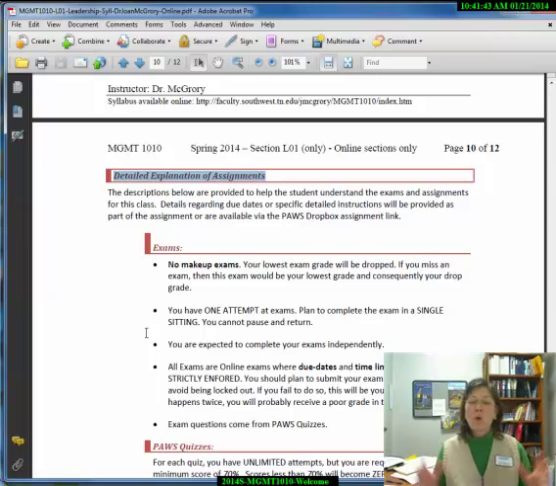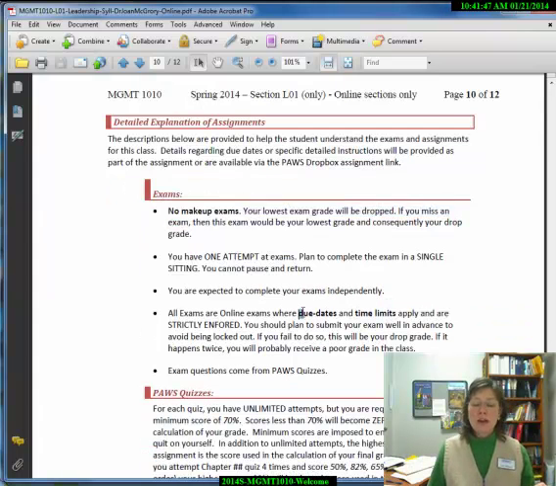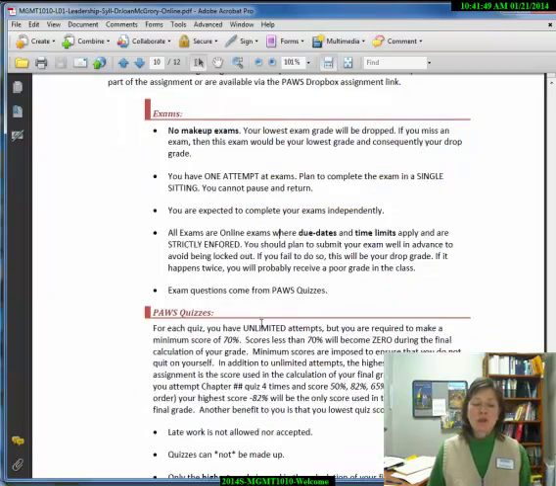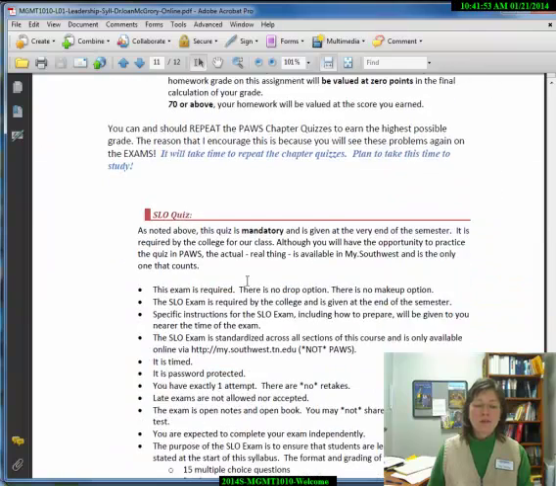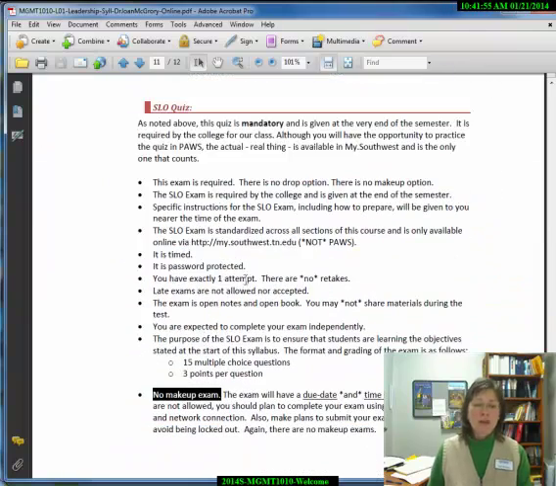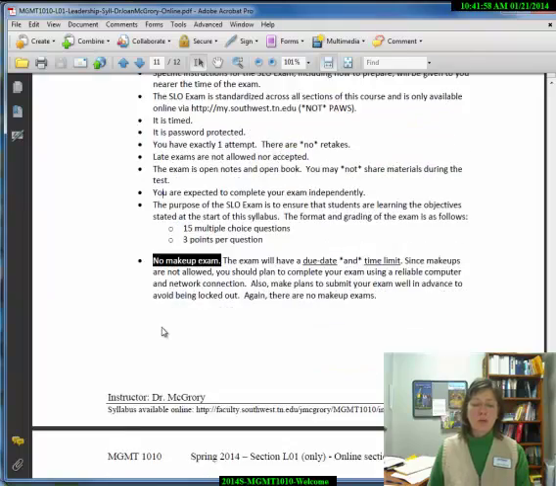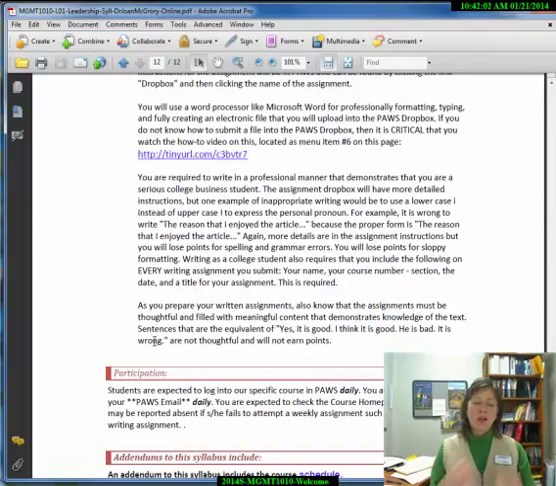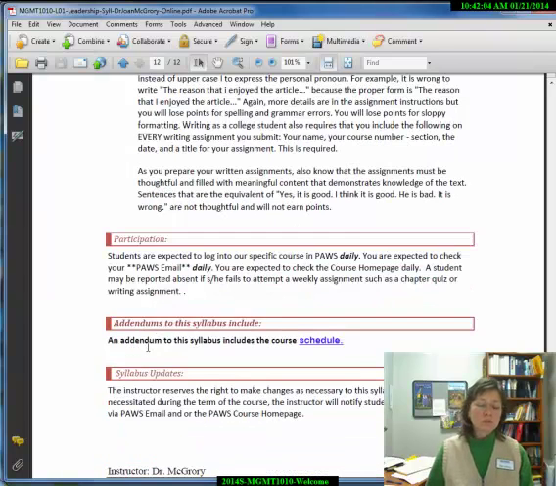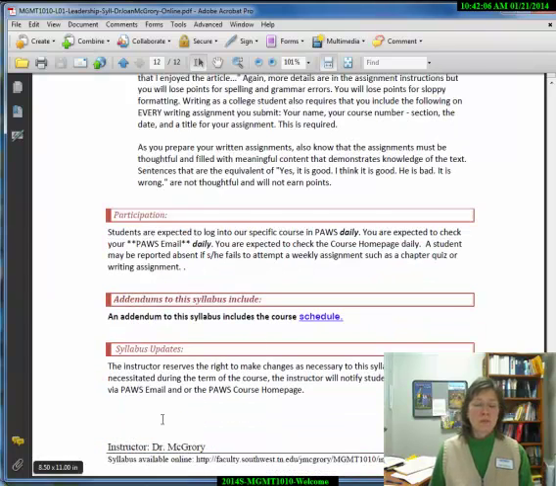It just gives you more background. No makeup exams, right? Due dates are real and time limits do apply. So you can go through and read this detailed information. Look at that. You have one attempt on the SLO exam, no makeup, right? So you can start to read this, and it gives you, for those types of assignments, what you need to do. Even gives you a link to the schedule.